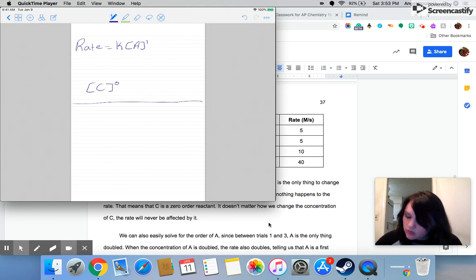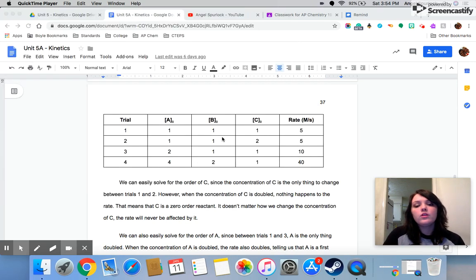If we wanted to write it, it would look like this. That's always going to be equal to 1, so we are not even going to include it in the rate law, okay? Don't include reactants that are zero order in the rate law, okay? Now that we know that C, if it changes, is not going to affect our rate at all, and we also know how changing A will affect our rate, we can solve for B.